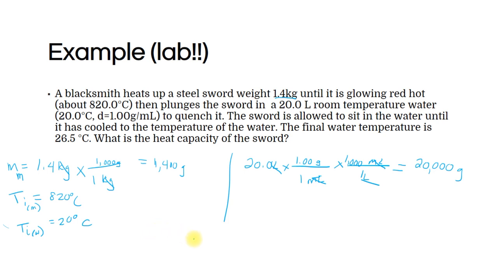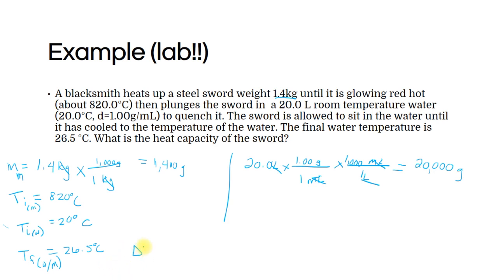The sword is allowed to sit in the water until it has cooled to the temperature of the water. The final temperature, oh, so that's TF, is 26.5 degrees Celsius. Now, it's important to understand that this is the temperature of the water and the metal because they're both touching each other. So the temperatures are going to become equal. So if I measure the temperature of the water, it's the same thing as the temperature of the metal. Okay, so the final temperature there is 26.5.